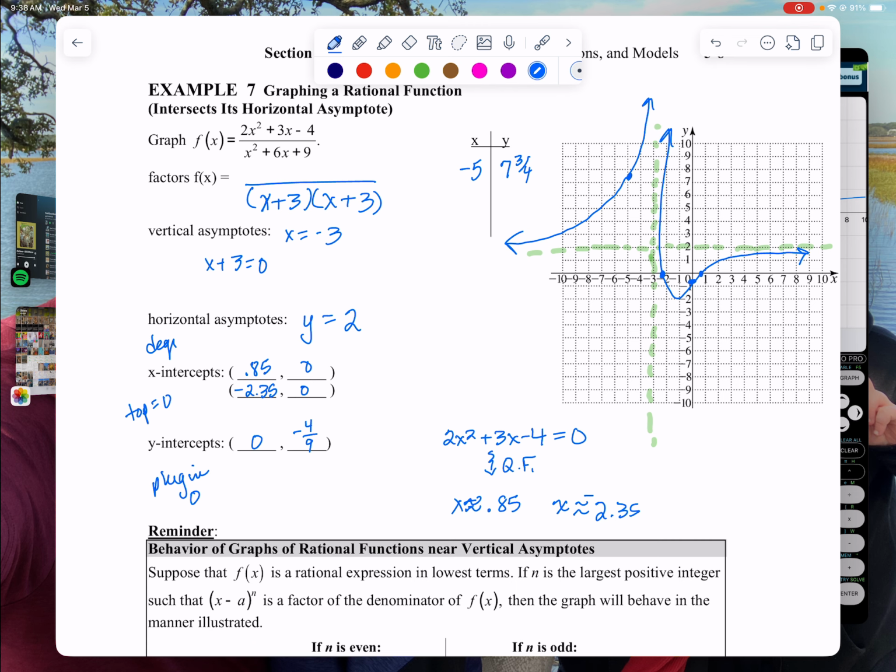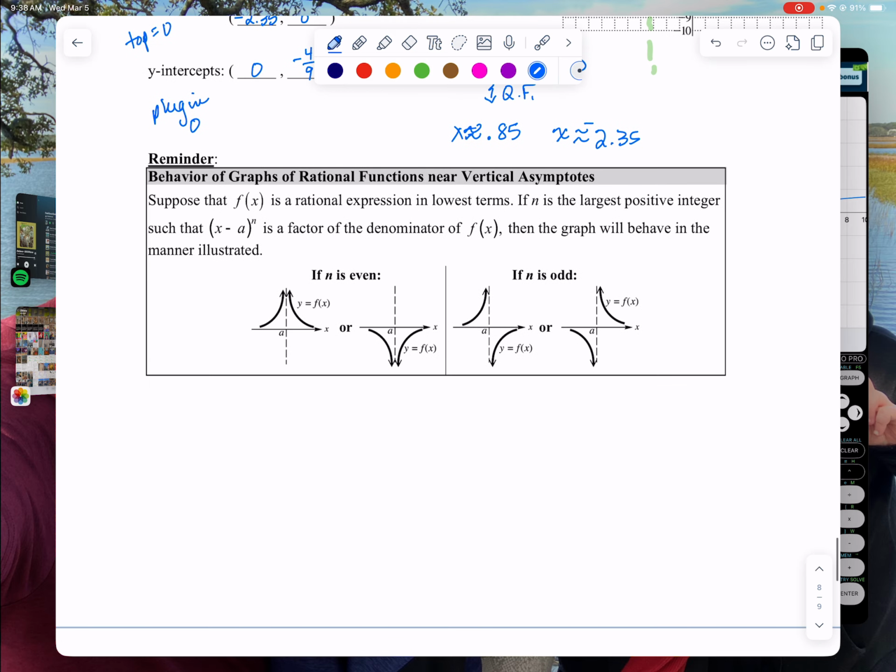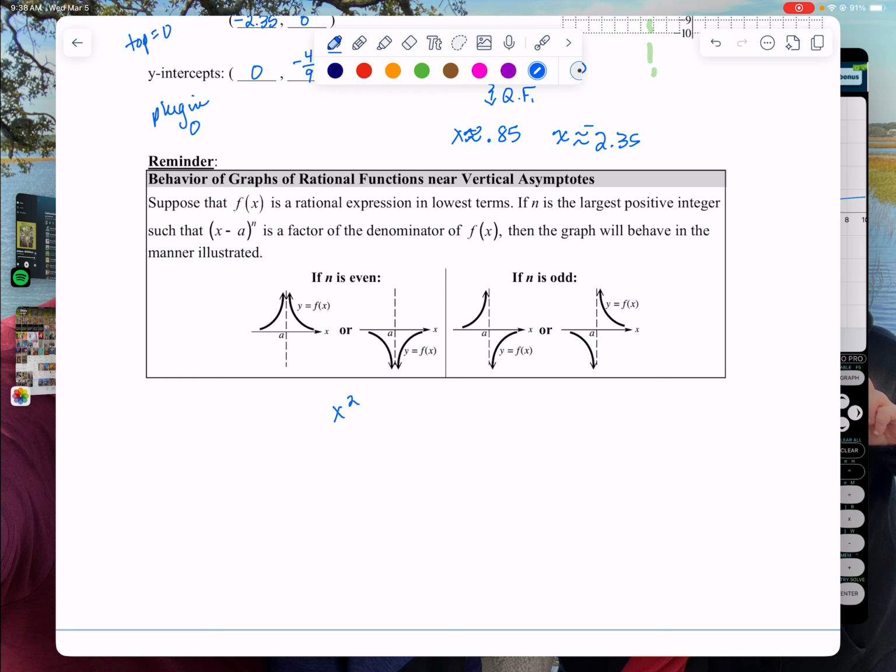This is just a reminder. If n is even, n is your degree. So if you have x to the 1 over x squared, it's a rocket. If you don't, it's not a rocket. That was your little reminder.